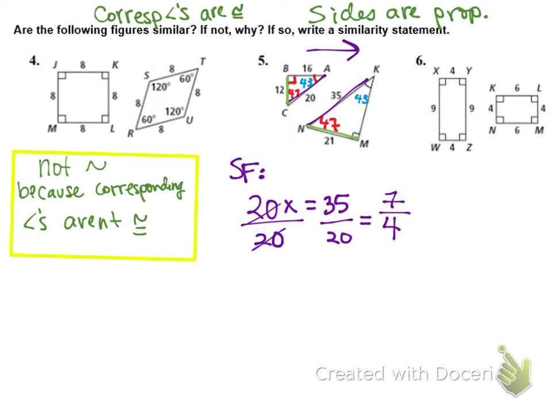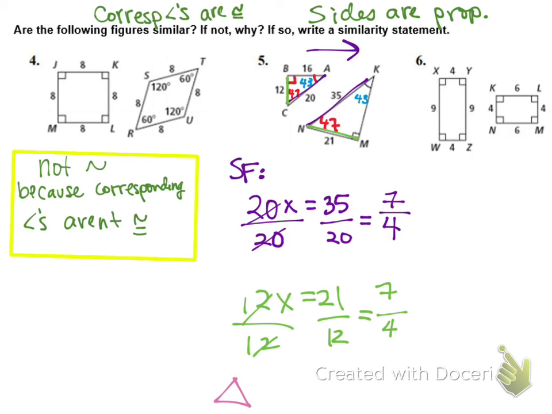12 and 21. So again, reading left to right, 12 times the scale factor gives me 21. Divide by 12. What are both these numbers divisible by? 3. 21 divided by 3 is 7, and 12 divided by 3 is 4. So they have the same scale factor. So these two are similar.